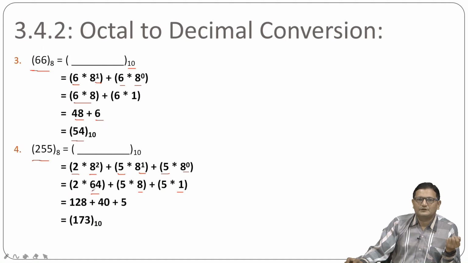Now you just need to compute this. 2 into 64 makes 128. Similarly, 8 fives are 40, so we mention 40 here, and 5 into 1 is 5. Now, adding 128 plus 40 plus 5, you get 173. So you can say that octal 255 is equal to decimal 173.